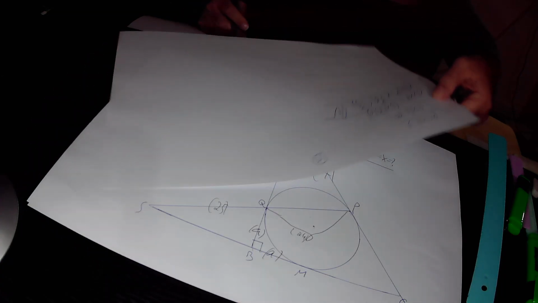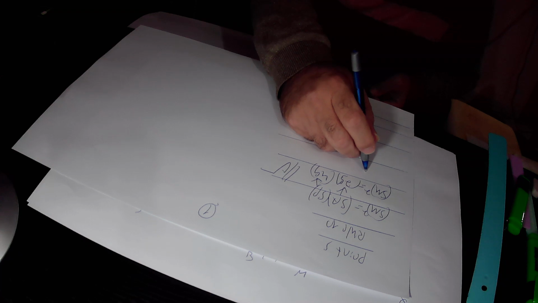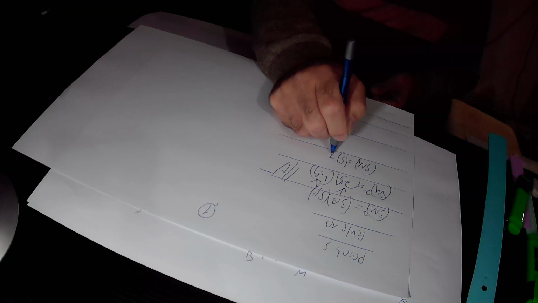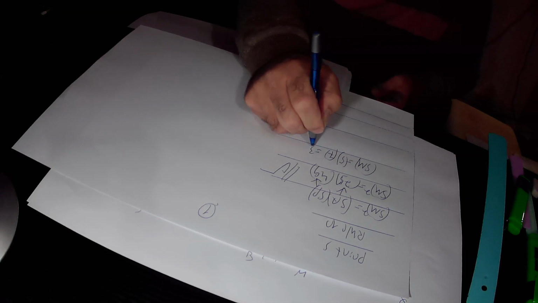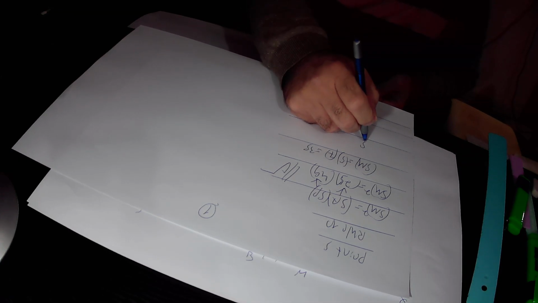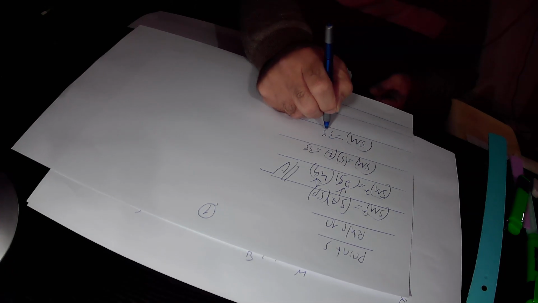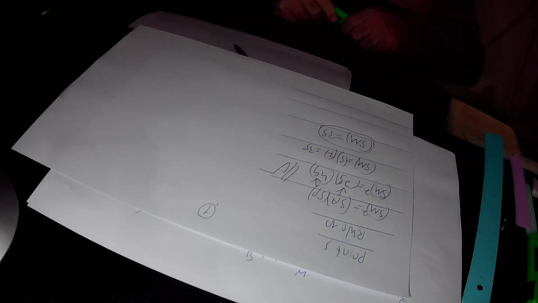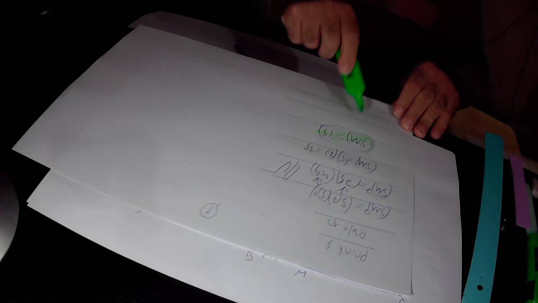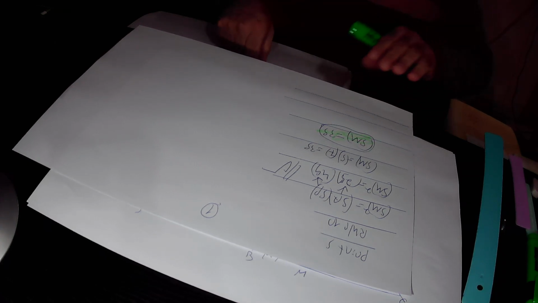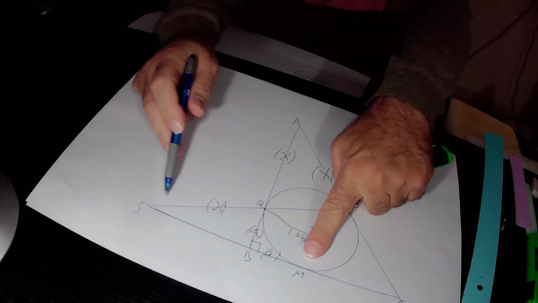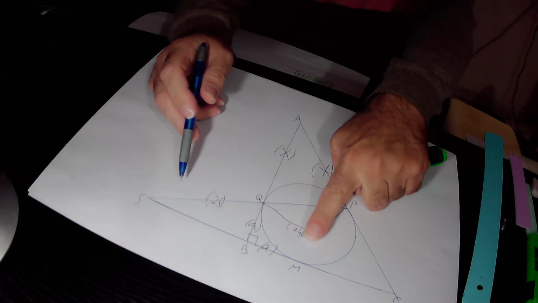So in total, SM equals 5 times 7. 5 times 7 is 35. So in total, we find that the length of tangent SM is equal to 35 units in its length. This is tangent SM, it equals 35 units in its length.